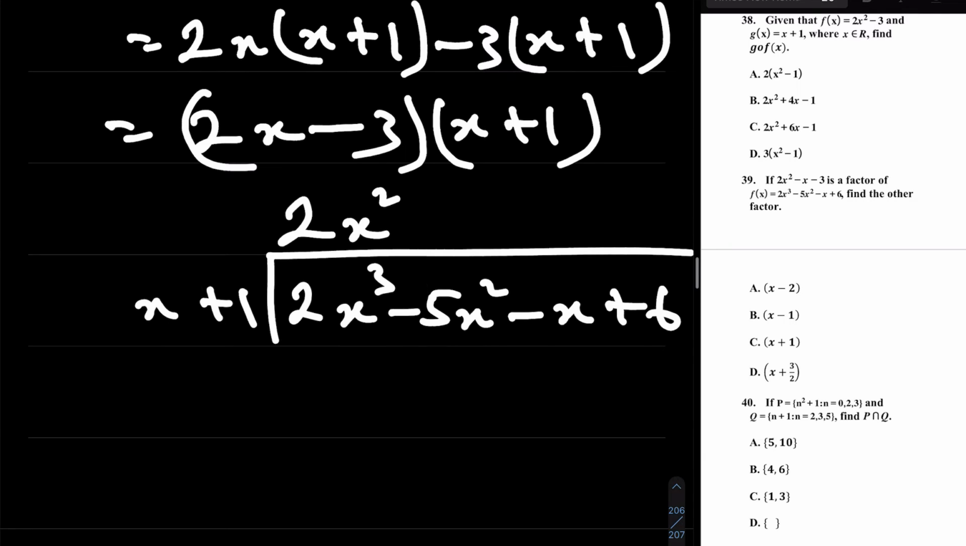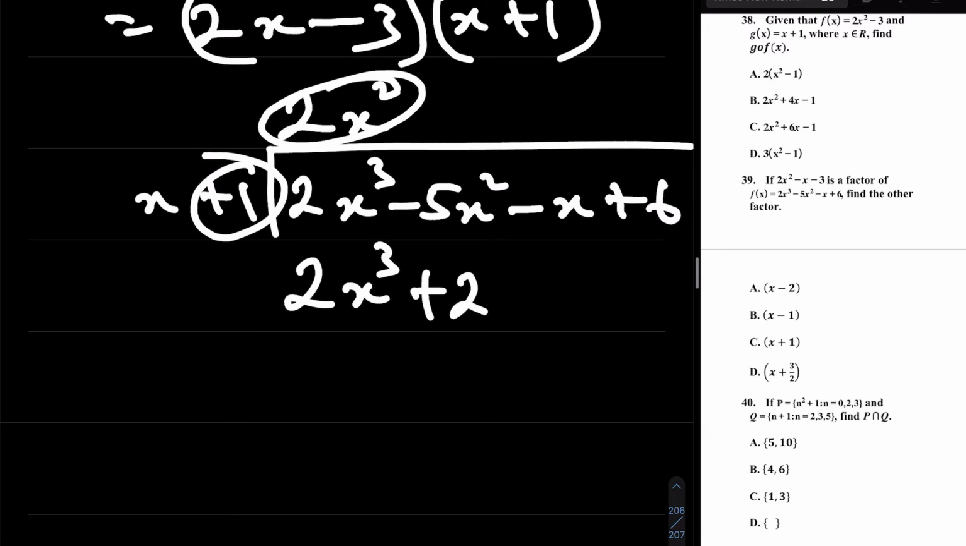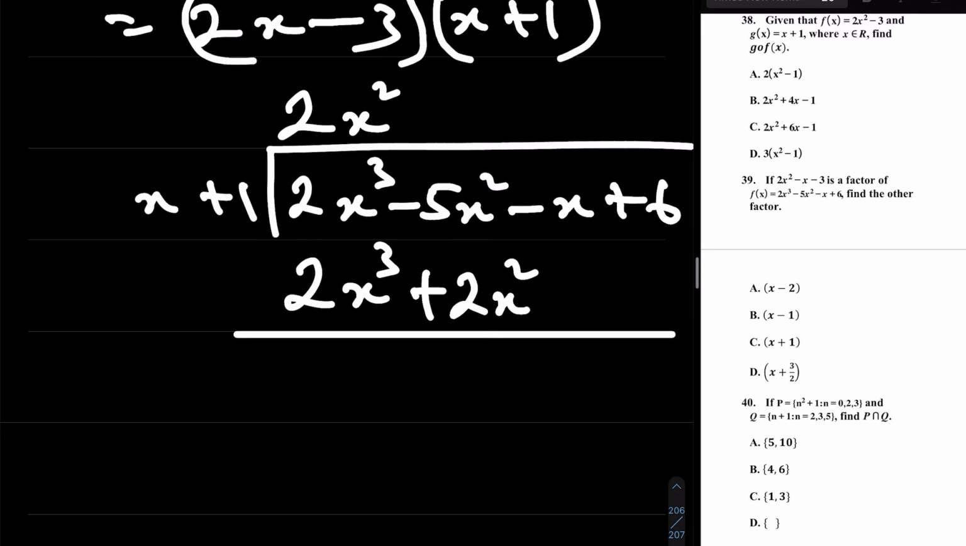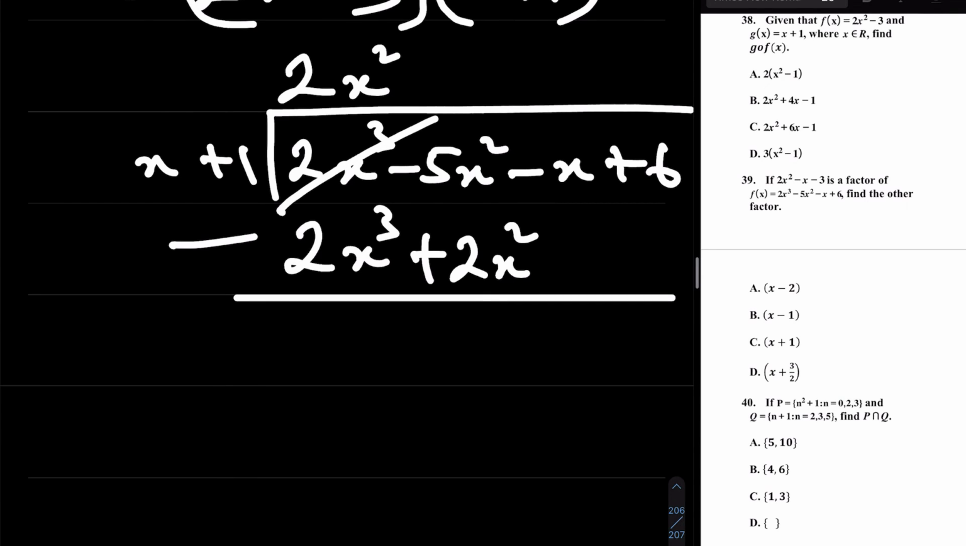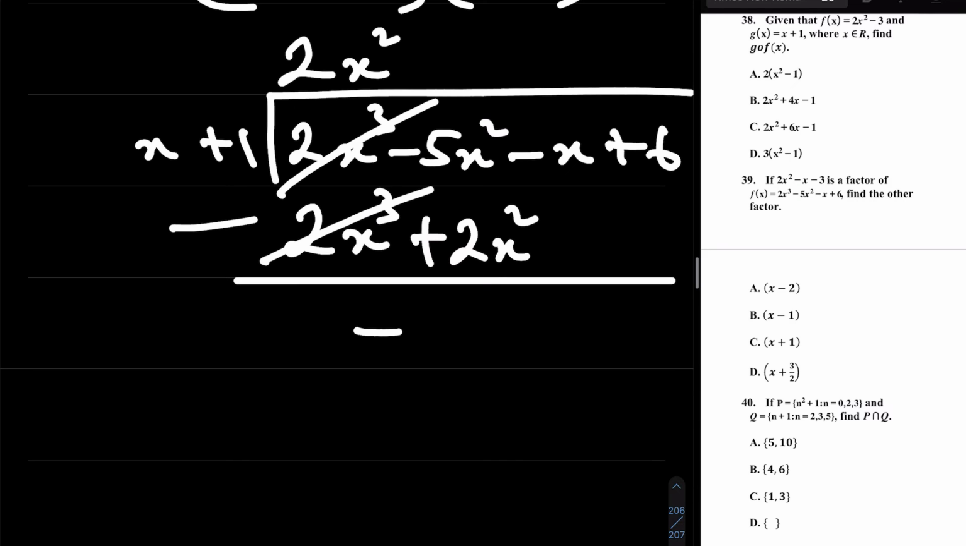And whenever you get an answer, you multiply the whole of this by the answer. So x times 2x squared, that's 2x cubed. 1 times 2x squared, that's 2x squared. Now we subtract as usual. 2x cubed minus 2x cubed is 0. Minus 5x squared, here minus times plus is minus. So that means minus 5x squared minus 2x squared. That's going to be minus 7x squared. The next thing is to bring down the next term, which is minus x.